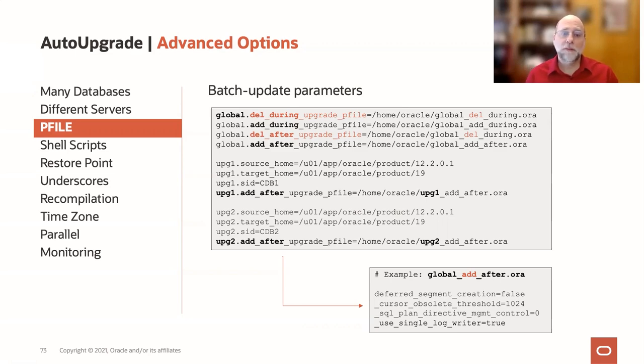You could do that by specifying that as the global delete after upgrade P file. If you say delete any instances of secure case sensitive logon, then it would happen in every database in your config file. On the other hand, you might have specific parameters that are needed for specific databases or applications. You can do that on a database by database basis as well.